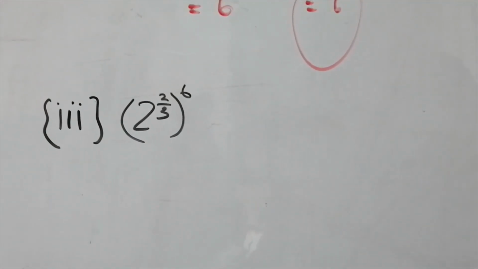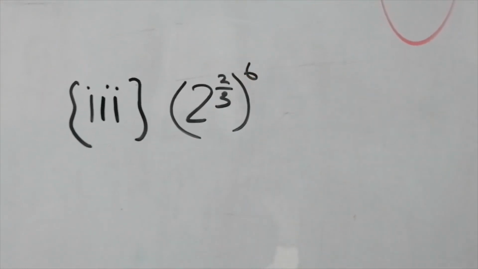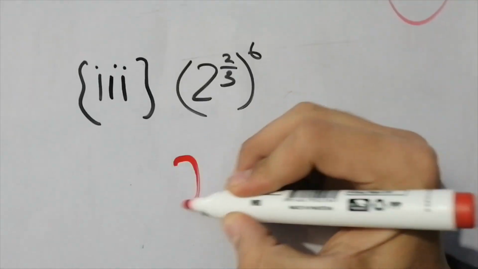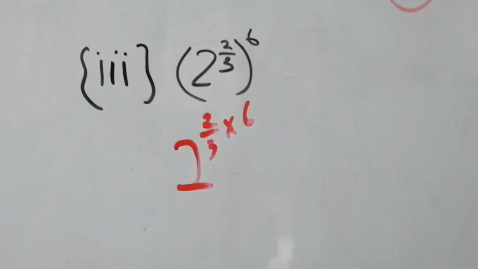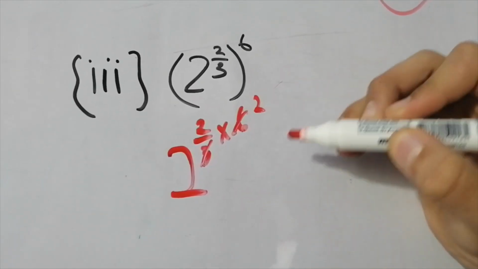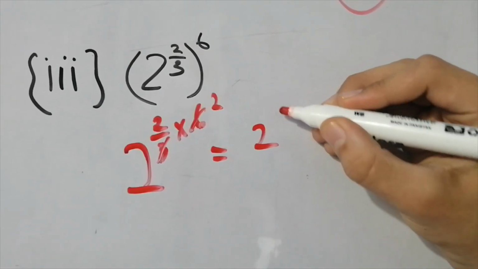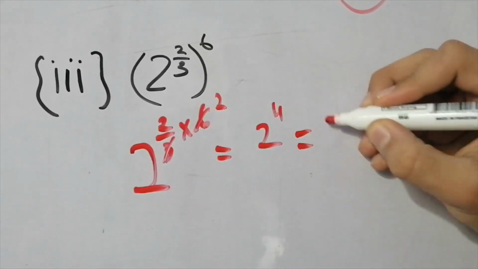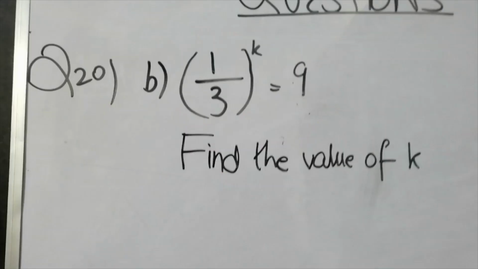In this third part, we can see it's written 2 power 2 over 3 whole power 6. It should be simple, as we write 2 power 2 over 3 into 6. So we can cancel out 3 and 6. We're left with 2. 2 into 2 is 4. So 2 power 4, which you should also know is 16. And that is our answer.